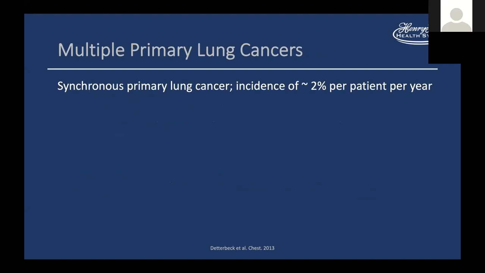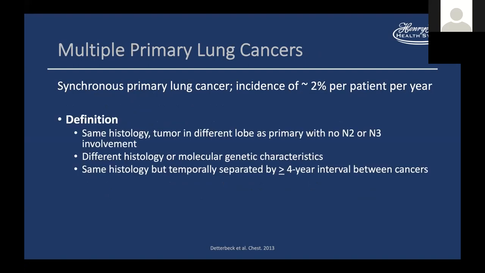So what do we do for patients who have multiple pulmonary nodules concerning for synchronous primary lung cancers? This doesn't happen very often, with an incidence of only 2% of patients per year, but it's defined as two lung nodules that can meet any of these three criteria. So the first one being they have the same histology, they're in different lobes with no nodal metastases. Or if they have different histology or molecular genetic characteristics. Or the third criterion that they could meet is if they have the same histology but are separated by greater than 4 years between the diagnoses.